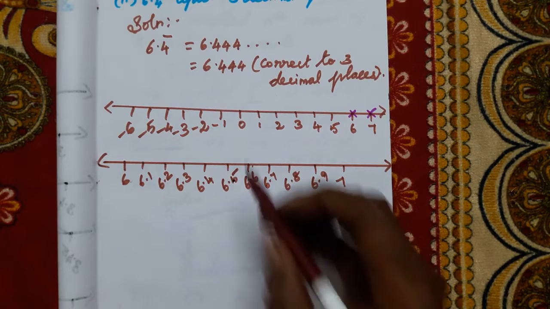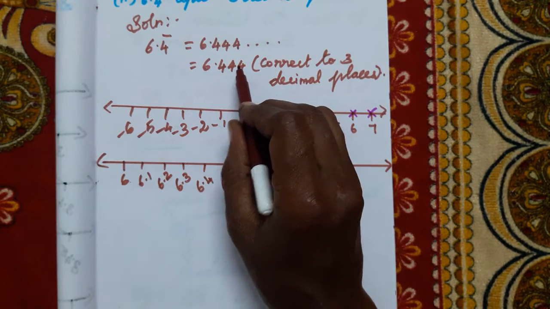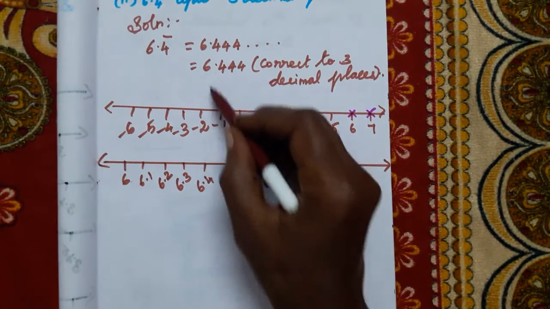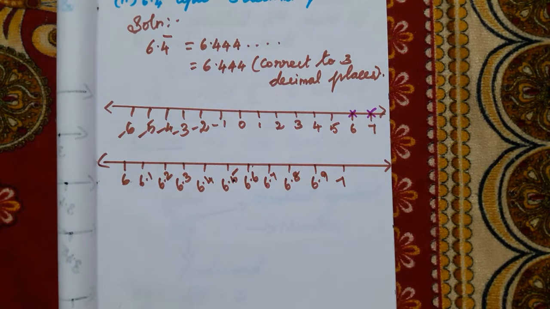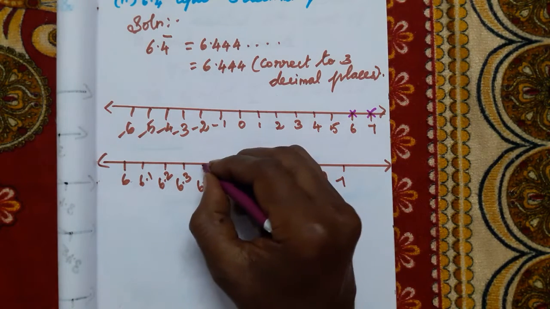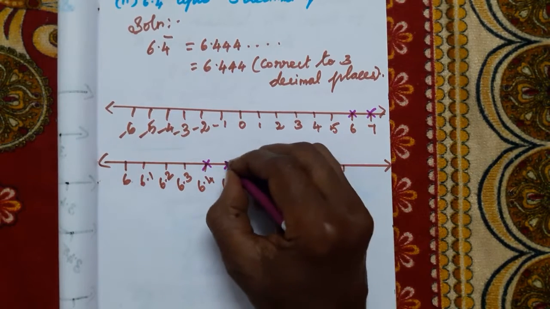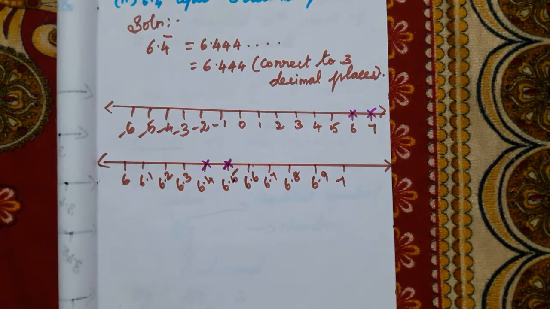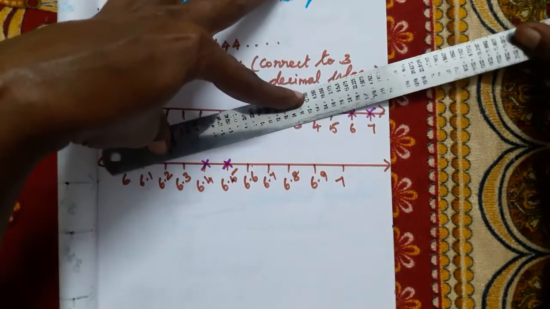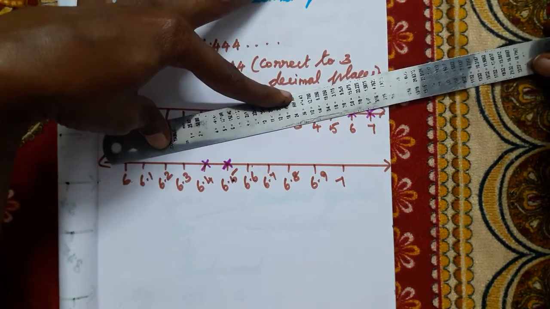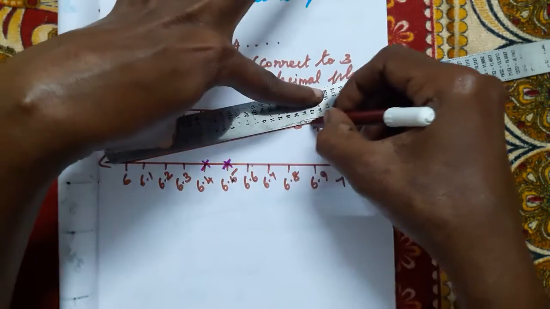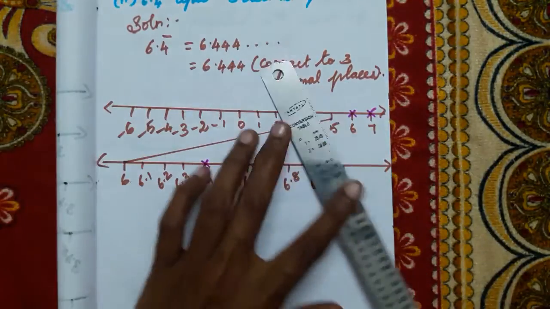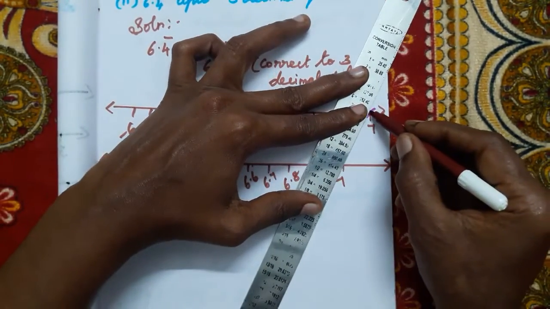Now check these numbers. 6.444 is between 6.4 and 6.5. So we have to mark the numbers 6.4 and 6.5. Next what we have to do? Join 6 to 6 and 7 to 7.